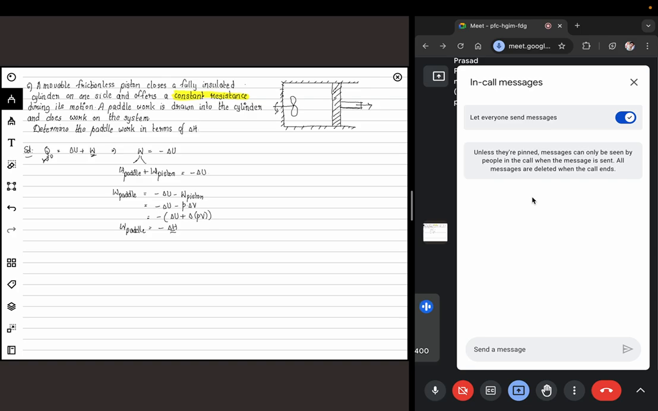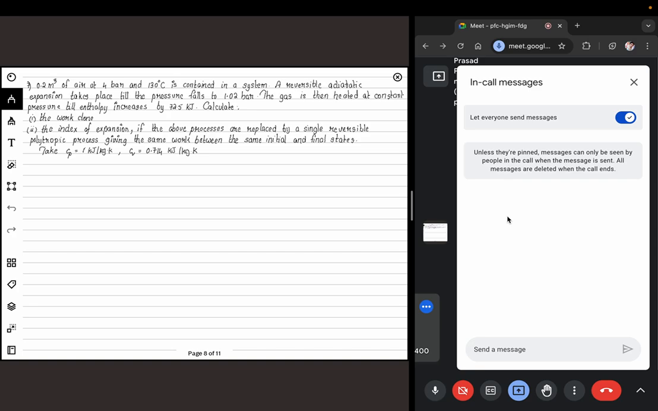Okay, is this clear? Are there any questions? Feel free to type in the chat box if you have any questions. Okay, I guess there are no questions. So we will move on to the next problem.